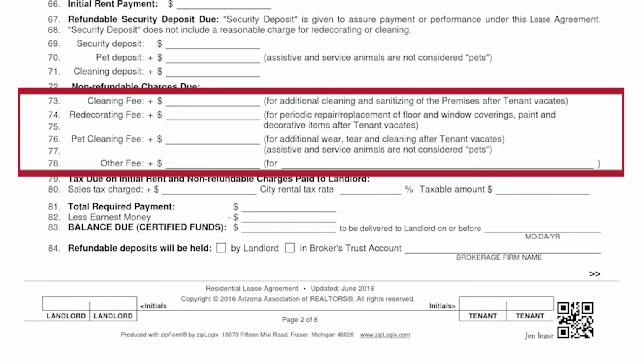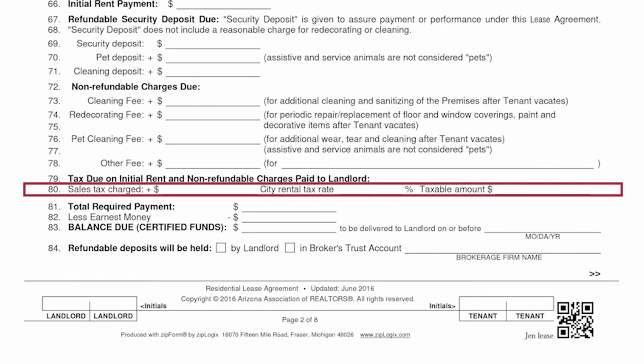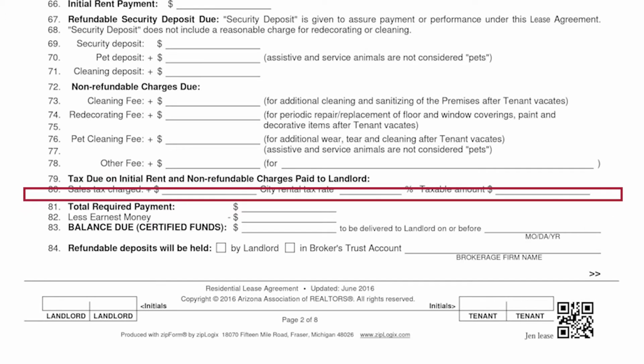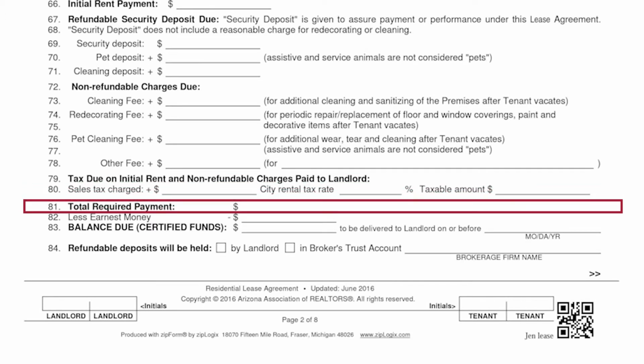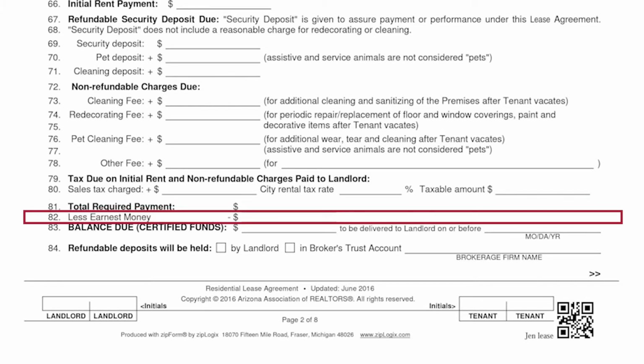Lines 73 to 78, list non-refundable deposits that the tenant will pay. Line 80 is where you will list the monthly sales tax rate, if there is any. Line 81, enter the total of lines 66 through 78. Line 82 lists the earnest money amount the tenant will deposit upon acceptance of this lease agreement.